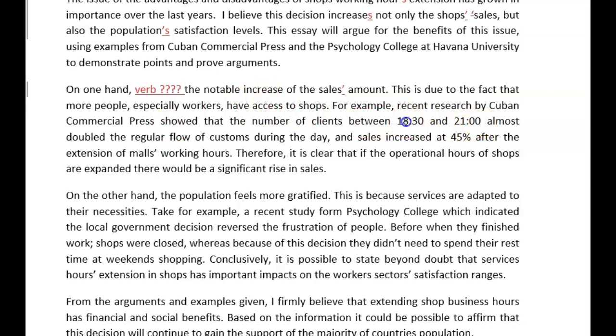Okay, this is Latin or European notation. In English notation, you would rather use 6:30 p.m. and 9 p.m. I totally understand the 24 hours notation, but I'm just telling you so that you keep this in mind. Almost double the regular flow of customers, not customs, during the day, and sales increased at 24% after the extension of most working hours.